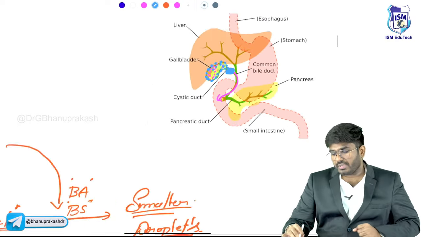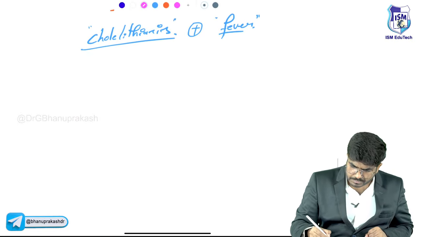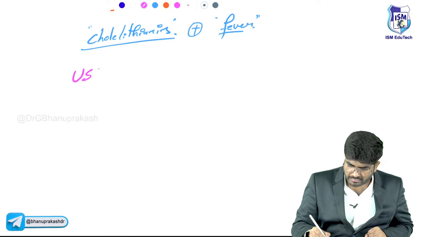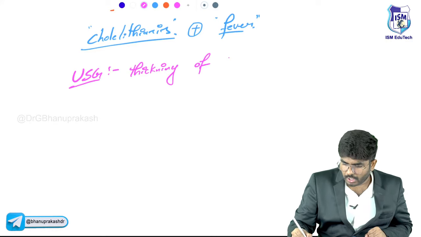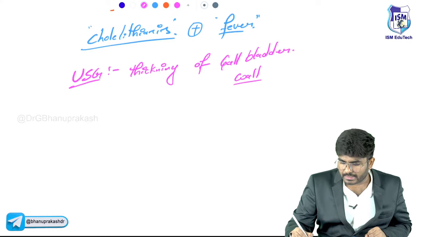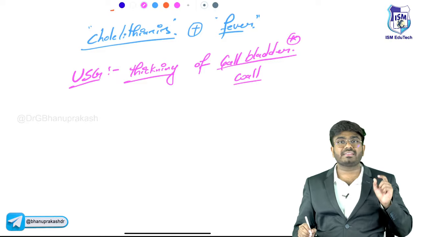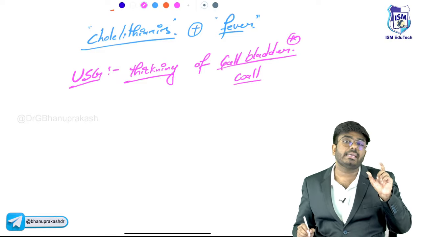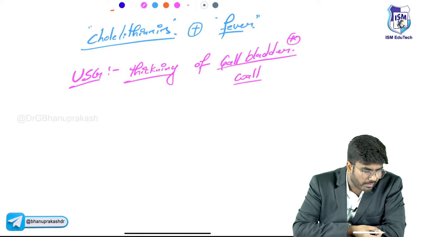If this comes in the question, what they will mention is, sir, this patient, upon doing ultrasonography, there is thickening of the gallbladder wall. The gallbladder wall is thickened. So this is the keyword. Upon doing the ultrasonography, what have you found out? You have found out that the gallbladder wall is thickened because of the inflammation.